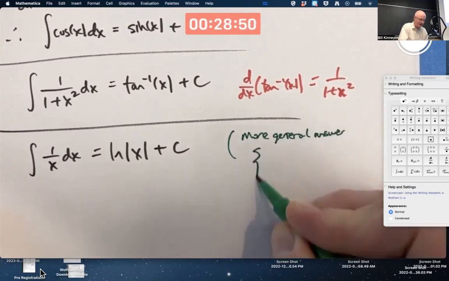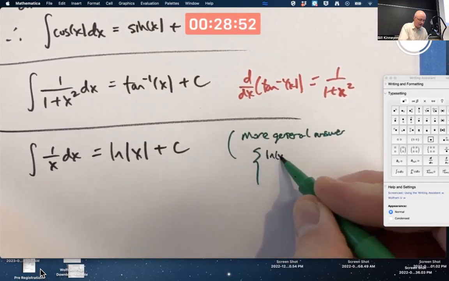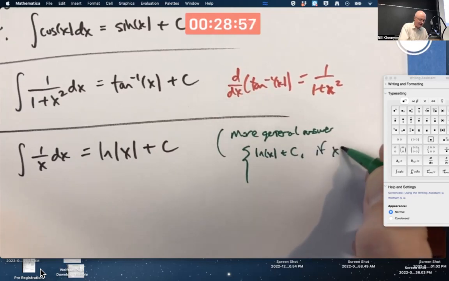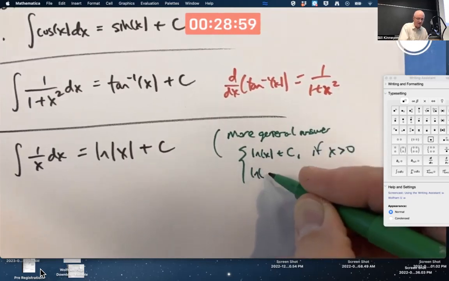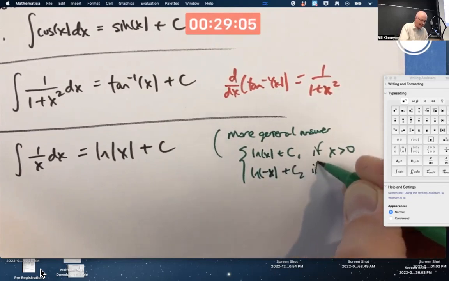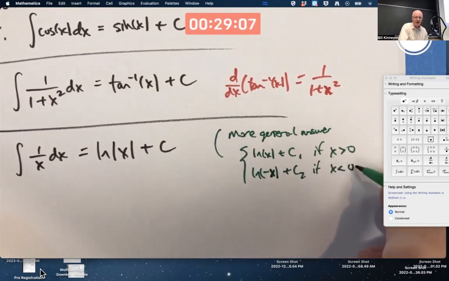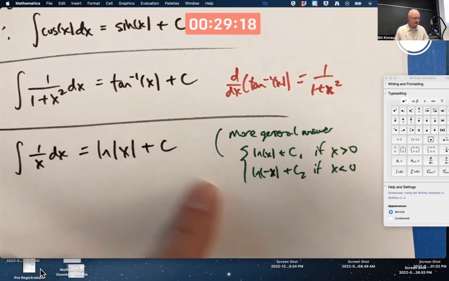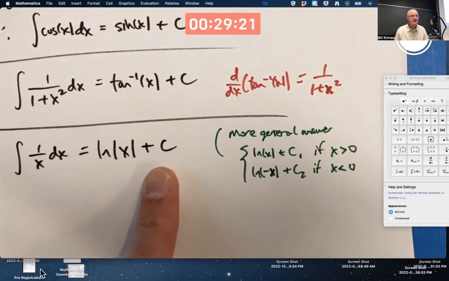The more general answer is a piecewise function: natural log of x plus some constant c1 if x is positive, and natural log of negative x, or I could write the absolute value of x there, plus c2 if x is negative. I could allow myself to have different constants depending on whether x is positive or negative. However, for almost all applications I've ever encountered, if not all applications, you've never needed to do this. So people typically just do this.